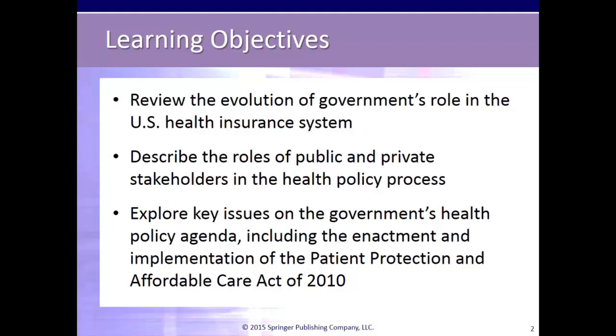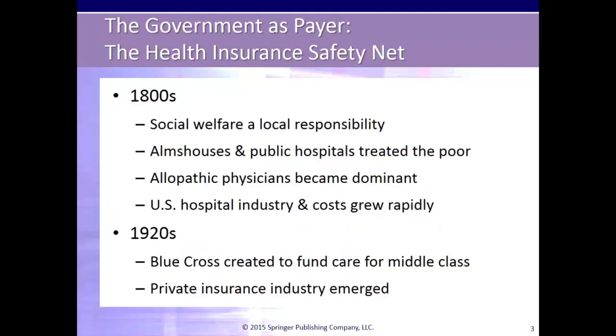The Constitution does not empower the federal government with the responsibility for health or health care. This responsibility was left to the states. It is only through the power of taxation to provide for the general welfare and the power to regulate interstate commerce that the federal government has evolved as a payer and a regulator. Local governments and states initially took responsibility to provide for the welfare of the elderly, poor, and disabled.